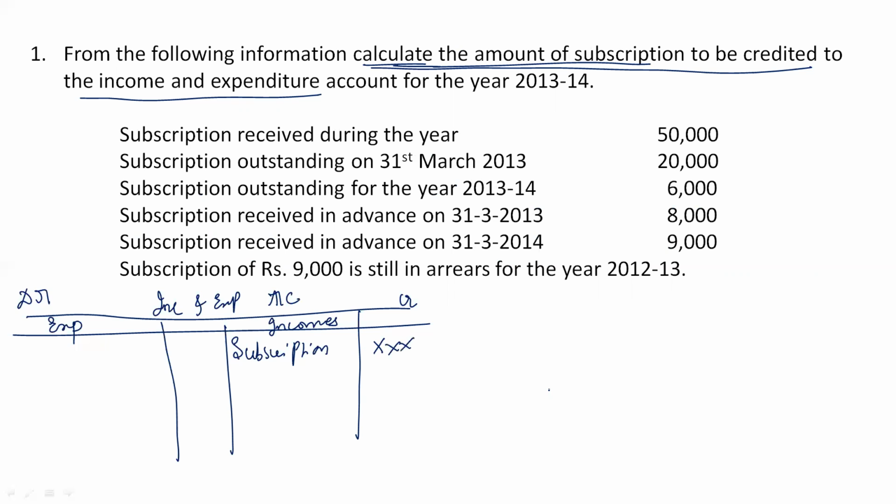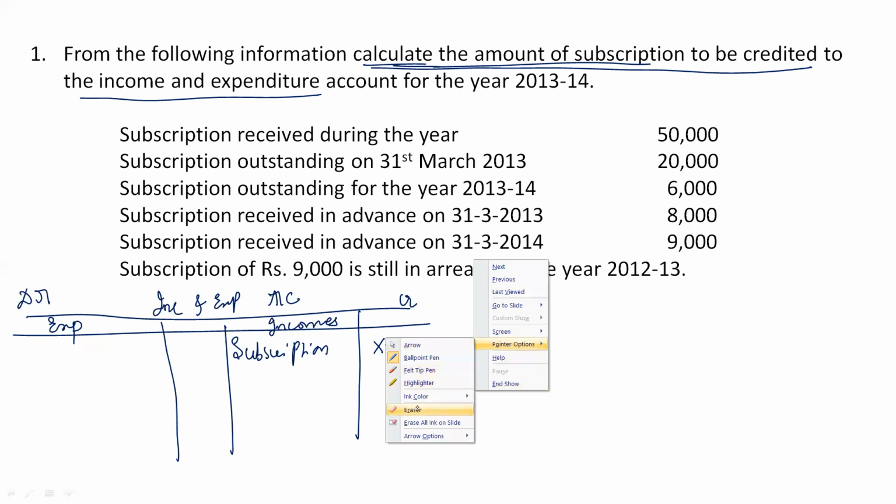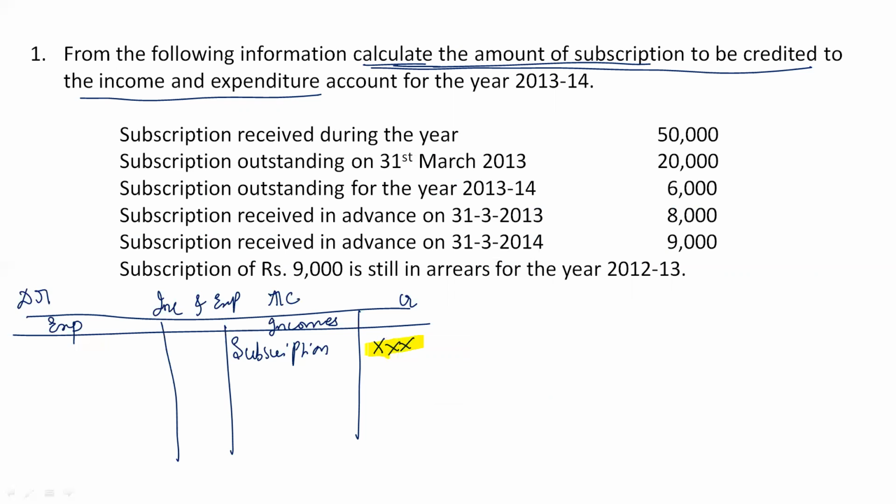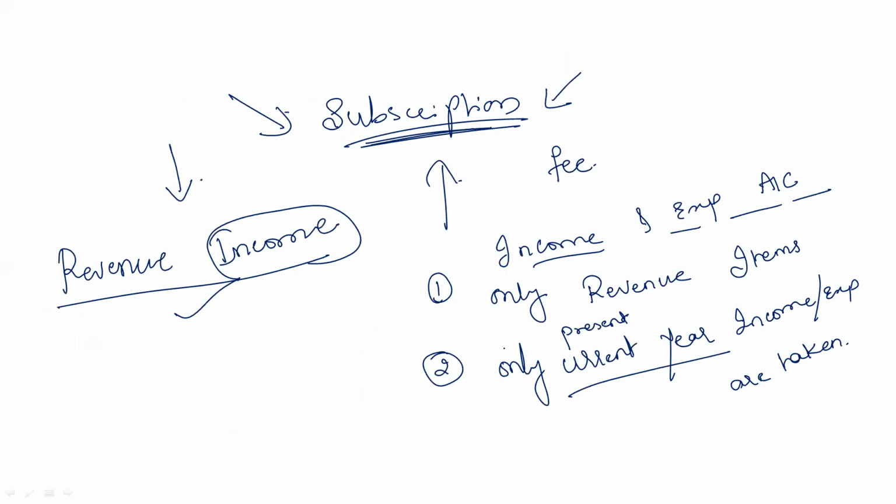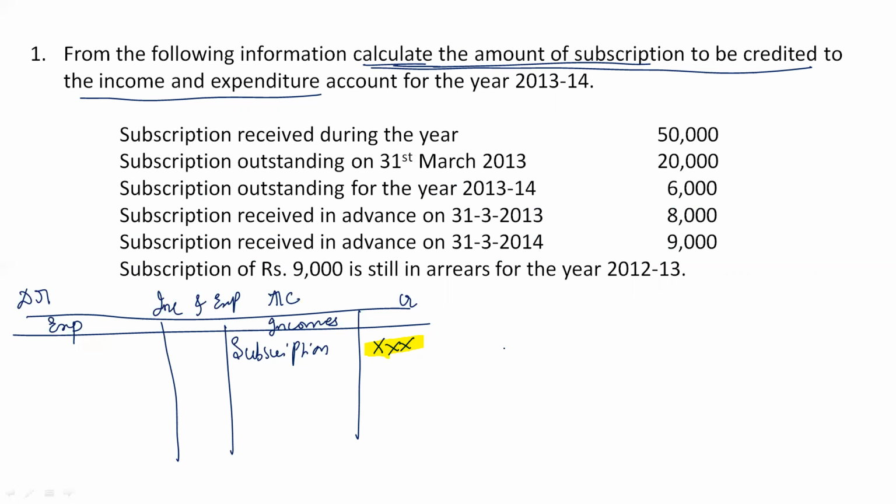They are asking us to calculate this amount here. This amount we need to calculate out of all the information given. So how to do it? As I told you, you need to remember one major thing, that only current year transactions or current year incomes or expenses are taken into consideration. Correct? So see here what they are telling.